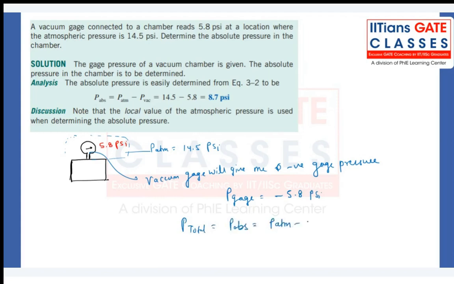P atm minus P gauge pressure. So what can we write? P atm is 14.5 minus 5.8. When you calculate, you will get 8.7 psi.